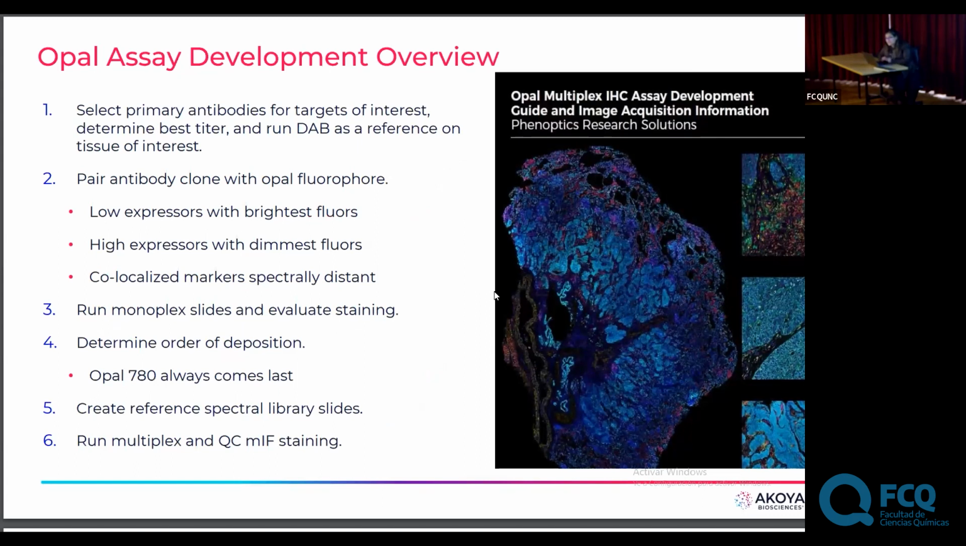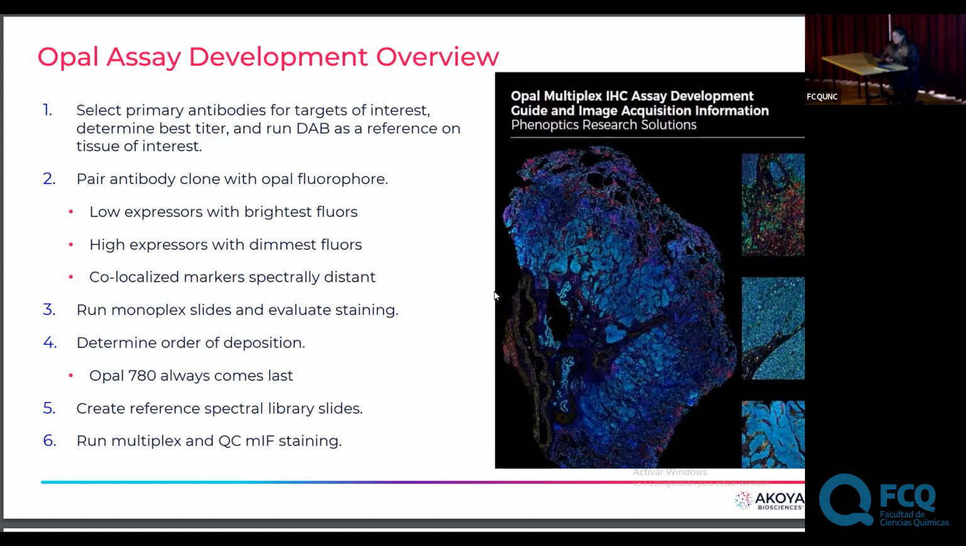So here is an overview of Opal assay development. Just a quick overview of how you're going to create your assays using Opal. So first, we want to select primary antibodies that are targets of interest, determine the best titer, and then run our DAB stains as reference for our tissue of interest. Next, we will decide on the suitable Opal fluorophore to pair with each marker in our panel.